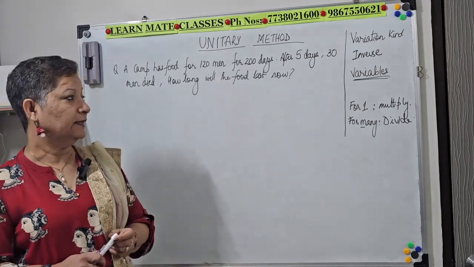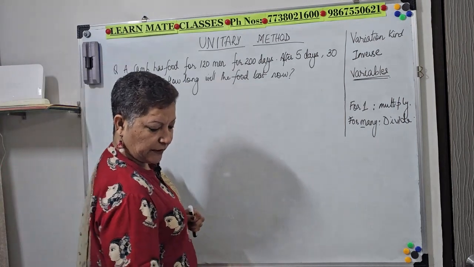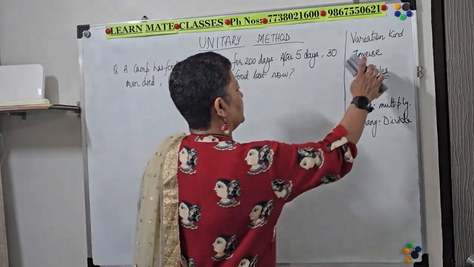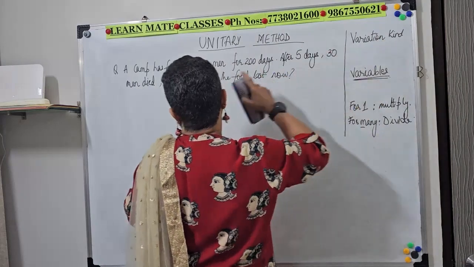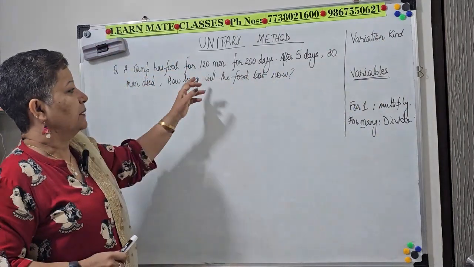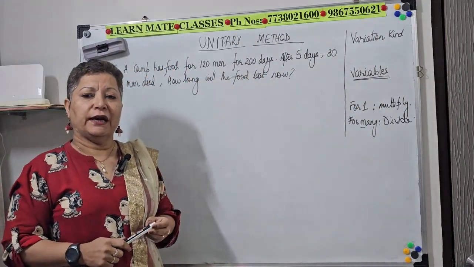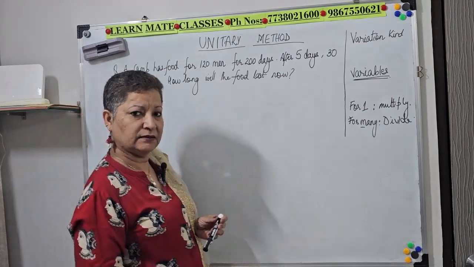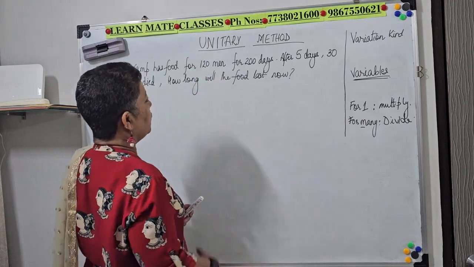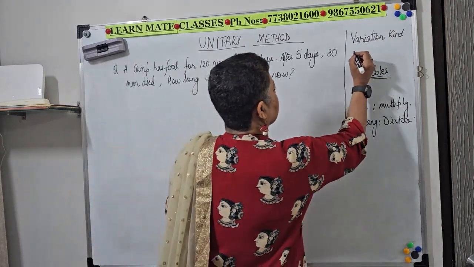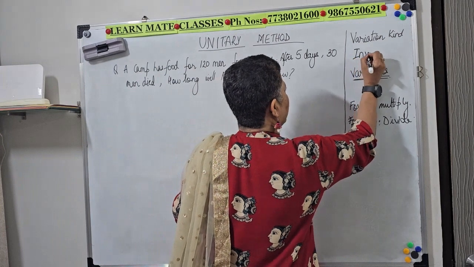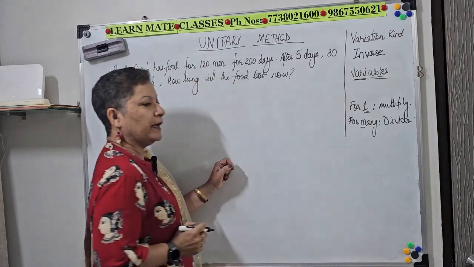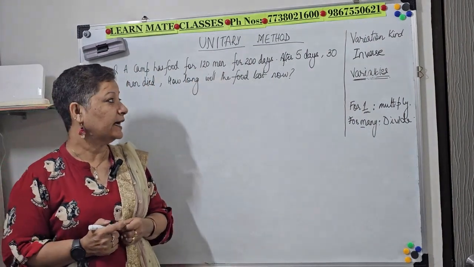First of all, let us see, as usual, the kind of variation it is. Now, if I increase the number of men, will the food last for more days or for less days? It will obviously last for less days. So it is an inverse variation. And as we've learned, for inverse, when I have to find out for one, I multiply, and when I have to find out for many, I divide.